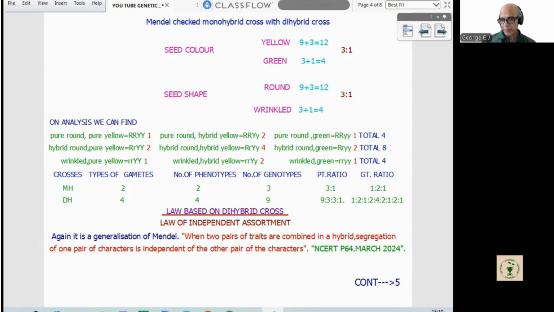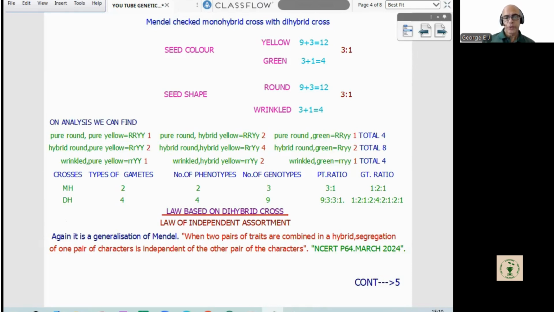Now, again, a simple representation, common, easy to follow. MH means monohybrid cross. Types of gamete will be 2. That is like capital T, small t. Number of phenotypes, 2. Tall, dwarf. Number of genotypes, capital T, small t. So 3. Phenotypic ratio in monohybrid, 3:1. Genotypic ratio, 1:2:1. And when we come to dihybrid, almost double. That is type of gametes, 4. Number of phenotypes, 4. Number of genotypes becomes 9.